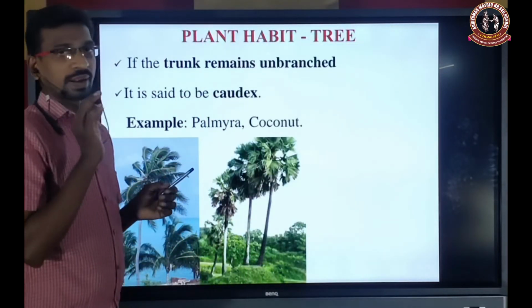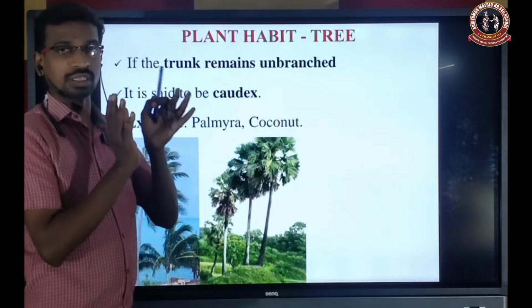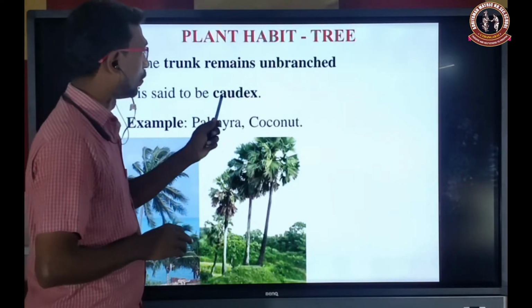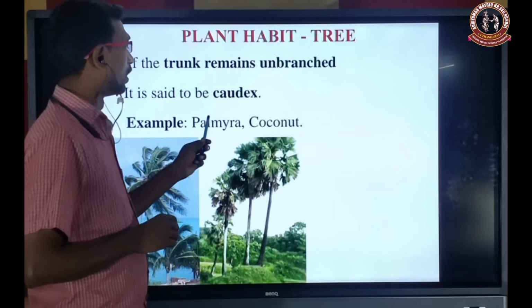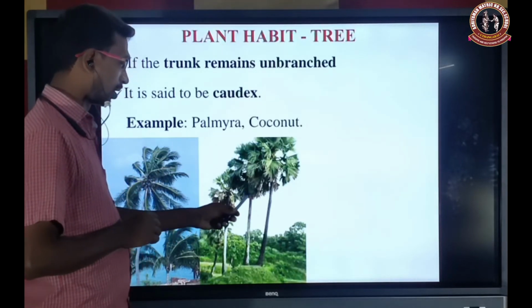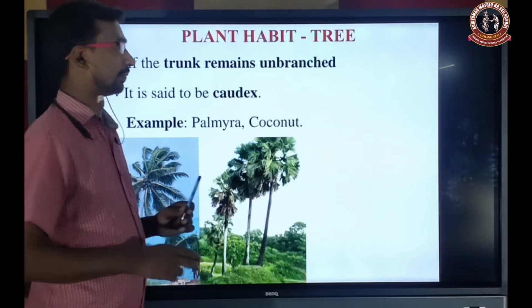If the trunk remains unbranched, it is said to be a caudex. Examples: palmyra and coconut. So it's a palmyra, it's a coconut.